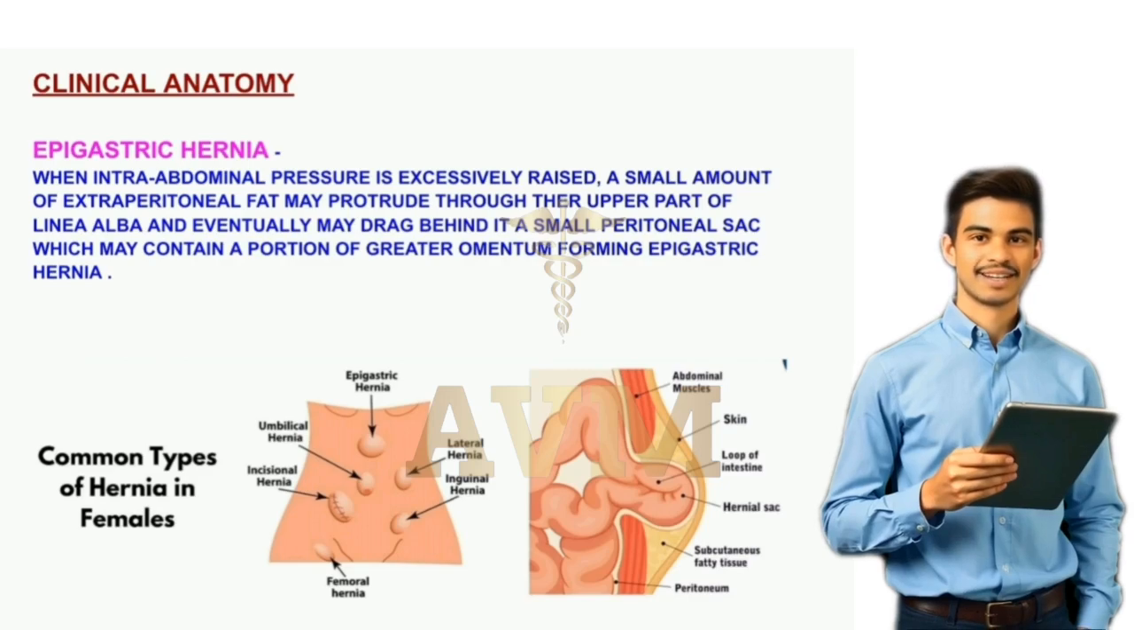Common types of hernia in females: epigastric hernia, lateral hernia, inguinal hernia, umbilical hernia, incisional hernia, and femoral hernia. Here it is the skin, abdominal muscles, and this is the loop of intestine, hernial sac, subcutaneous fatty tissue, and this is the peritoneum. Thank you.